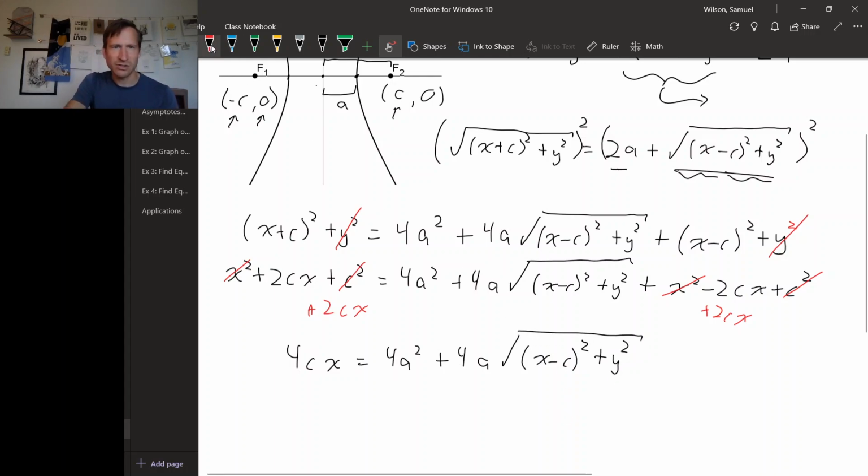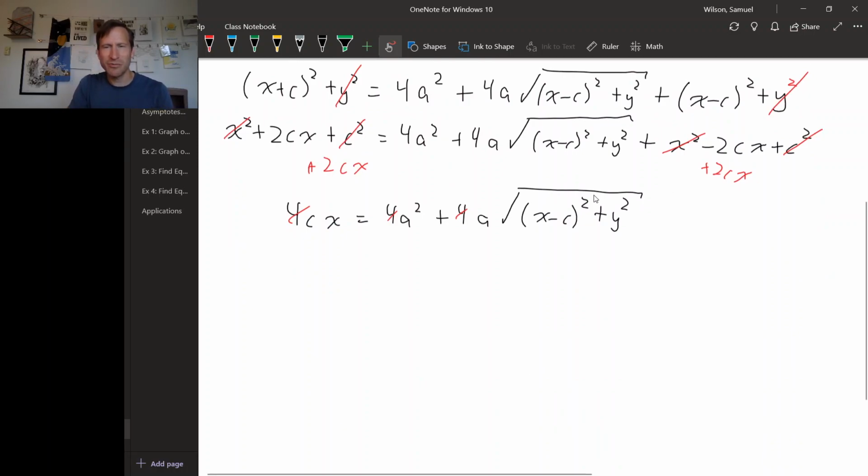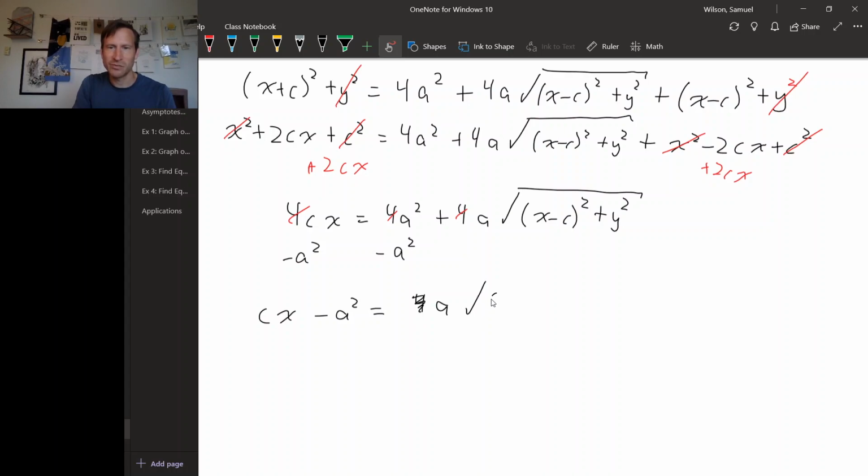Okay, and it looks like we can divide everything by 4, so let's get rid of those 4's. All right, now we got rid of one square root, but we still have a square root, so to get rid of this remaining square root, we just need to isolate it and then square both sides. So let's subtract a² from both sides. We get cx − a² equals a times the square root of (x − c)² + y². Okay, now we can square both sides.